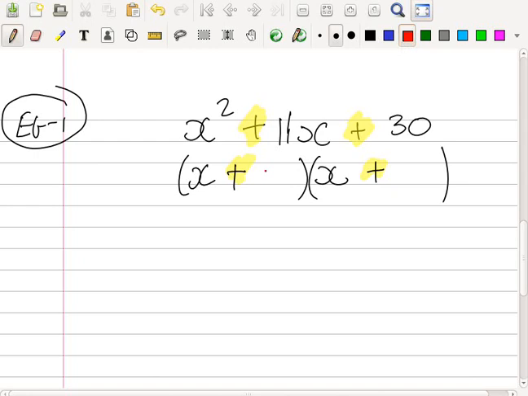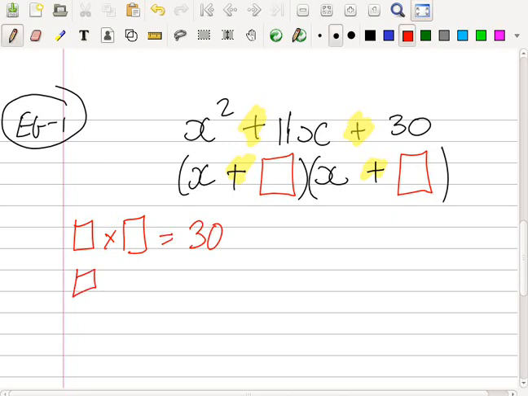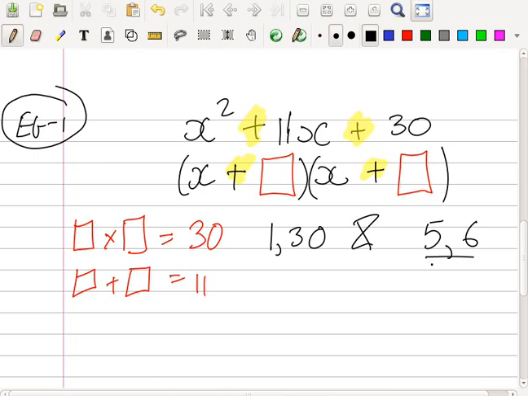So what you're looking for is two numbers, one here and one here. And what you need to have is that the numbers must multiply to make 30 and add to make 11. So when we think about numbers that multiply to make 30, what are they? 5 and 6. 1 and 30 and 5 and 6. There is no way I can make 1 and 30 add to 11, but you can see here 5 plus 6 will make the 11. So that means you got a 5 here and you got a 6 here, and then it's finished.